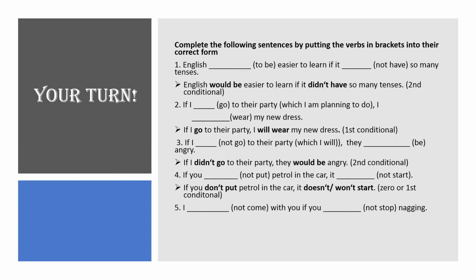Both would be okay. And number 5, I, and then not come with you, if you, and then not stop. Nagging. Nagging means getting on someone's nerves. Nerven, maybe, in German. I won't come with you if you don't stop nagging. So that's the first conditional. So I'm pretty much telling my friend or whatever to stop nagging because otherwise I won't come with him or her.